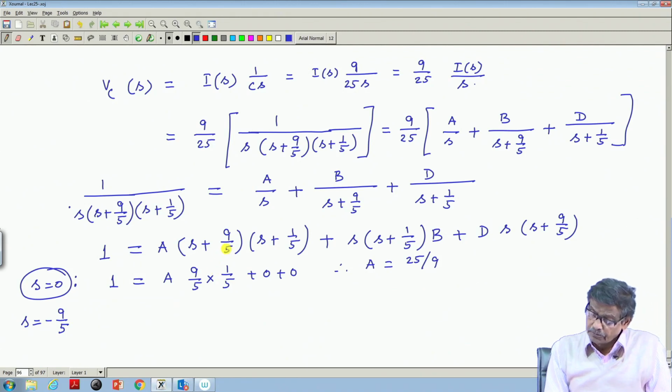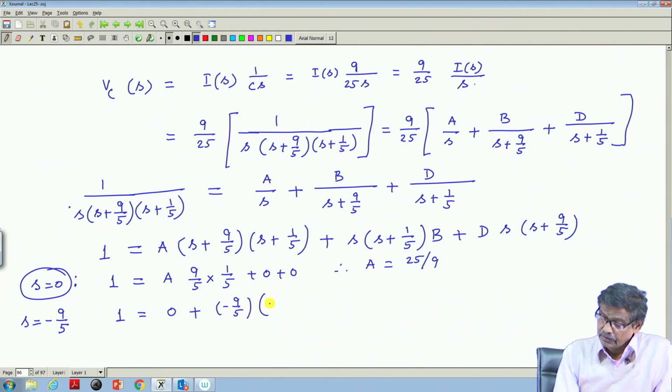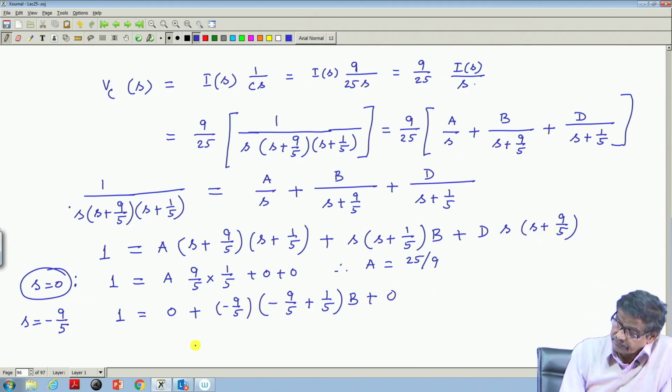If you put A is equal to minus 9 by 5, this term will be 0 and you will be left with 1 is equal to, this first term is 0 and this term will be minus 9 by 5 into S plus 1 by 5. So, minus 9 by 5 plus 1 by 5, that is equal to B, and then this term is 0 because A is equal to minus 9 by 5.